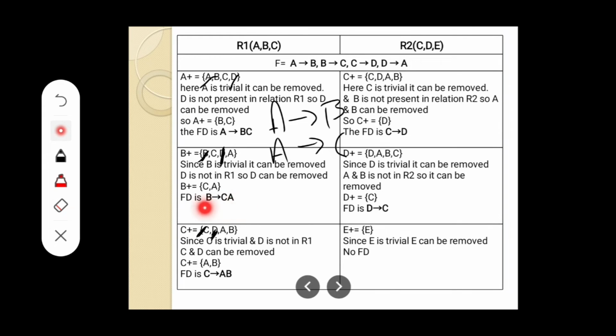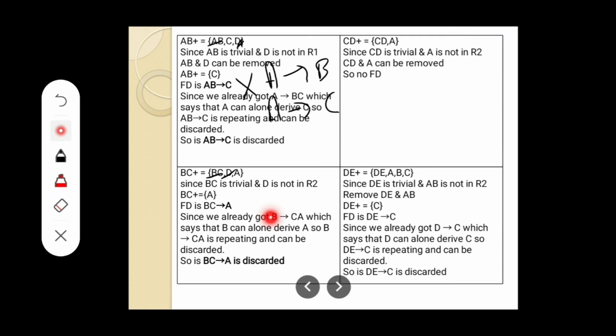Look at here, B determines CA. B determines CA means it can be written as B determines A and B determines C. So we can write either B determines A or B determines C. Okay, so B can alone determine A. So we don't require BC determines A.